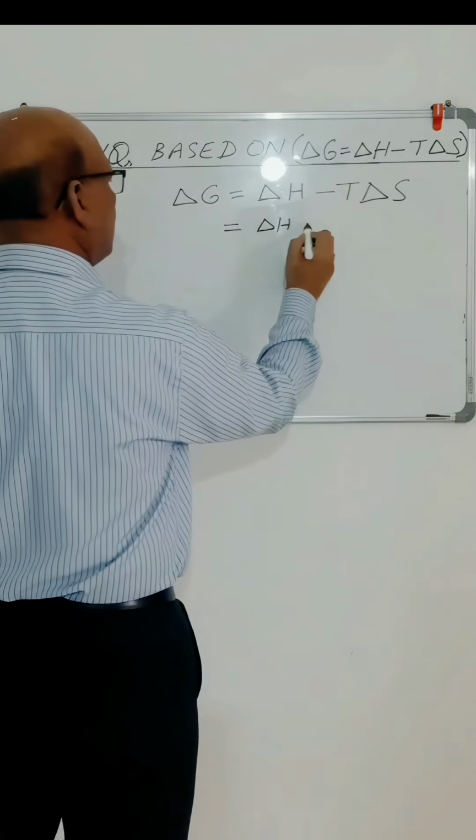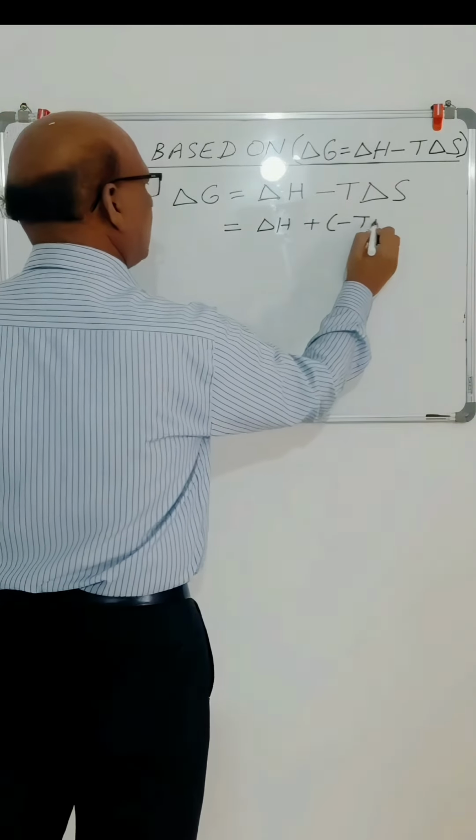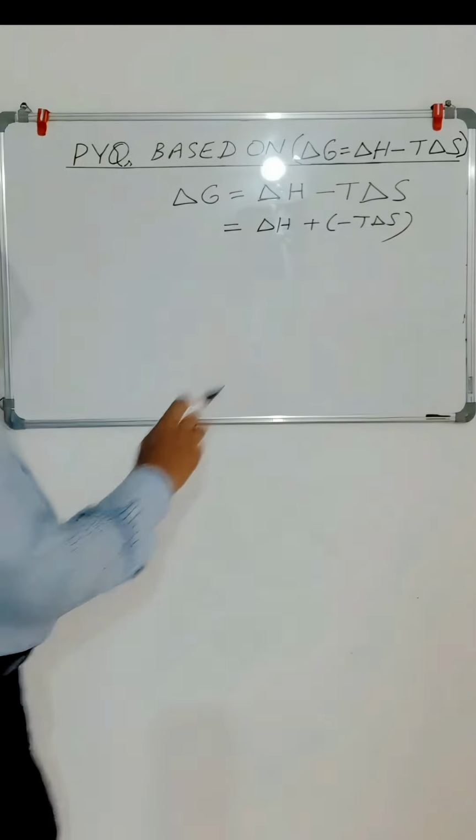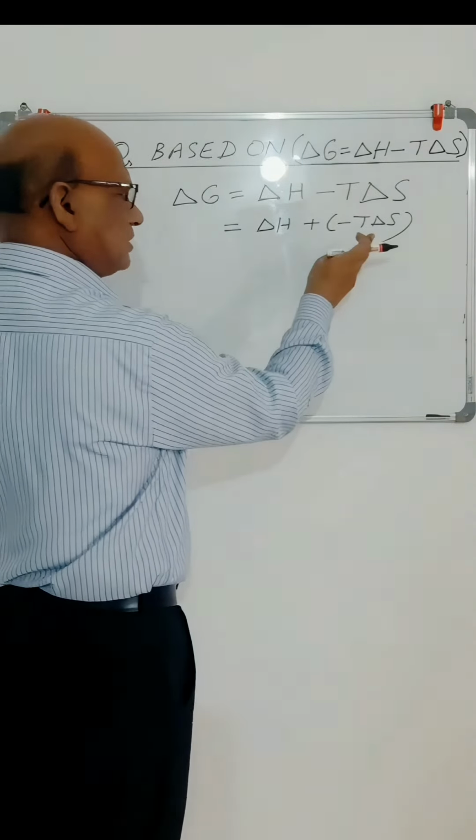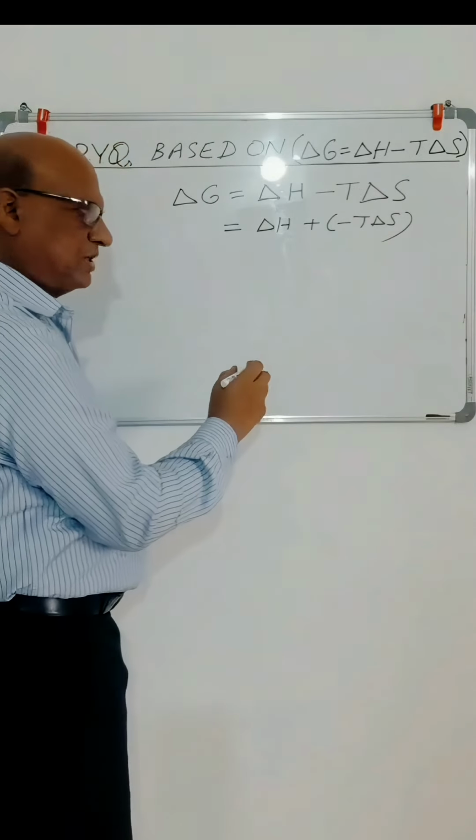We can write this as the summation of two terms, that is delta H plus minus T delta S. If both our terms become negative, then delta G will be negative irrespective of the temperature, and in this case the forward reaction will be spontaneous.